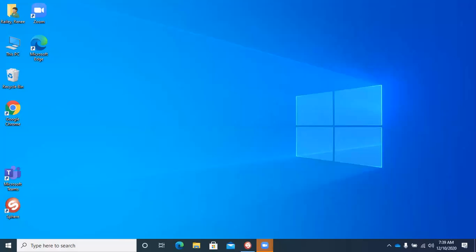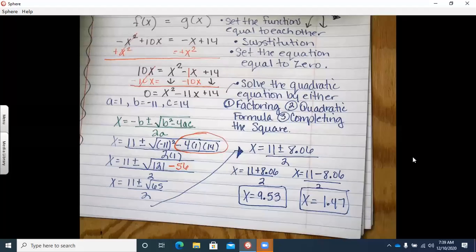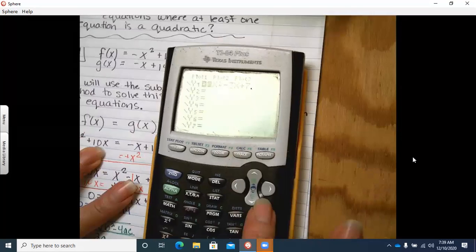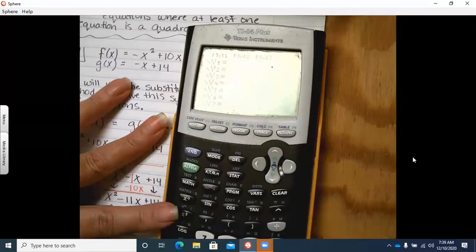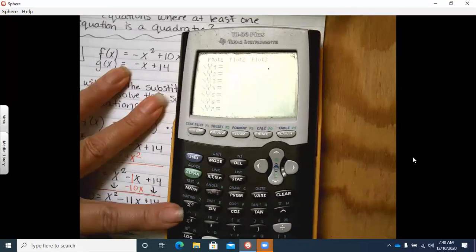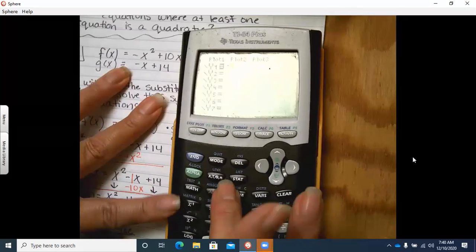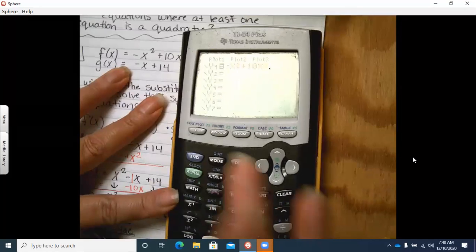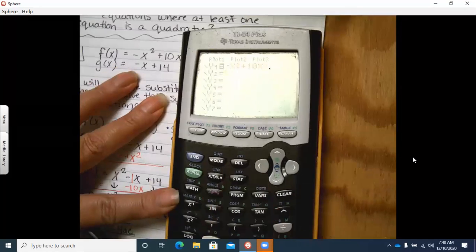So hopefully at home they can see this, because there's no one for me to ask right now. All right, so let me try to do this in my graphing calculator. We haven't used these yet because I'm not supposed to share my calculators. I don't know how well you can see that, but I'm going to enter both equations that we're graphing. So function f was negative x squared plus 10x, and function g was negative x plus 14.